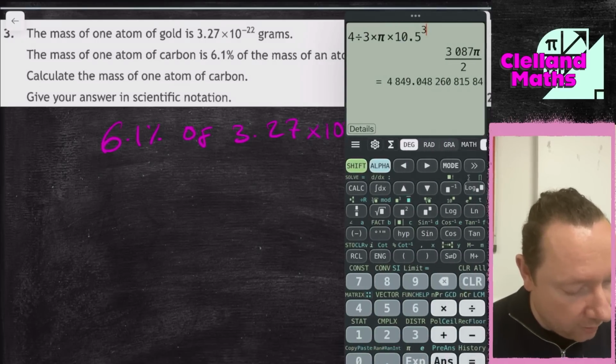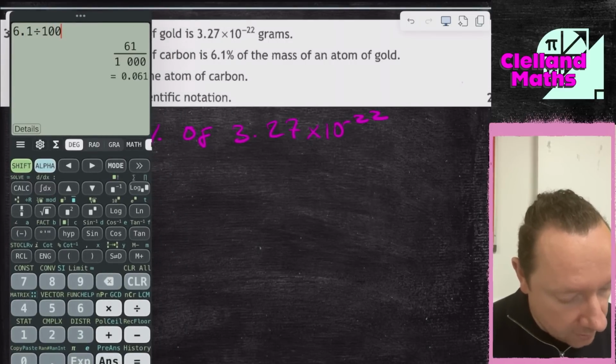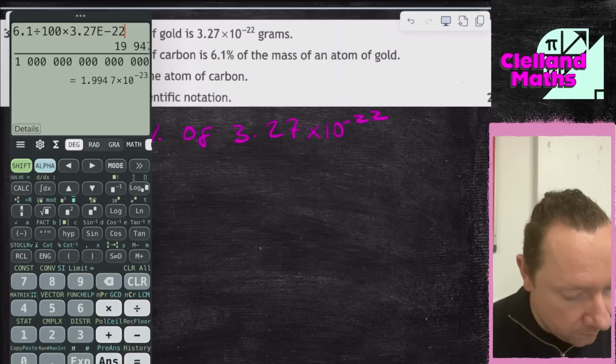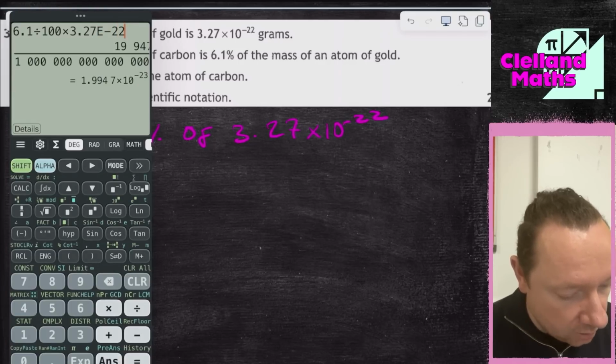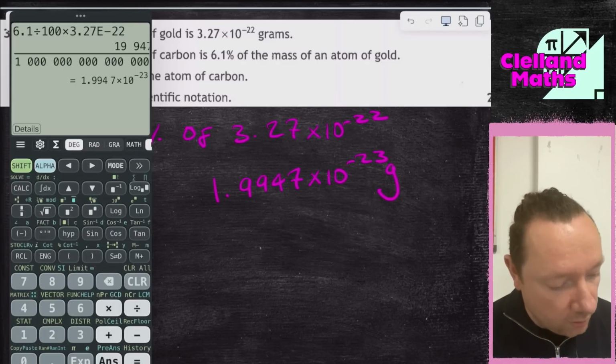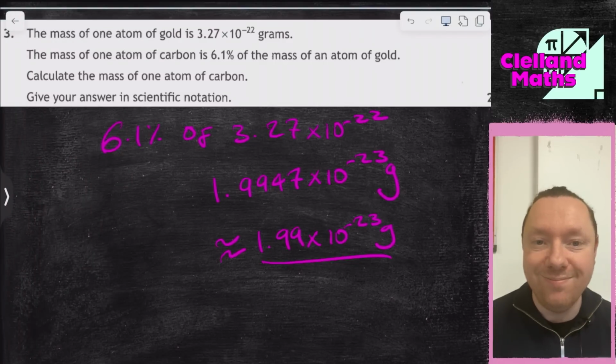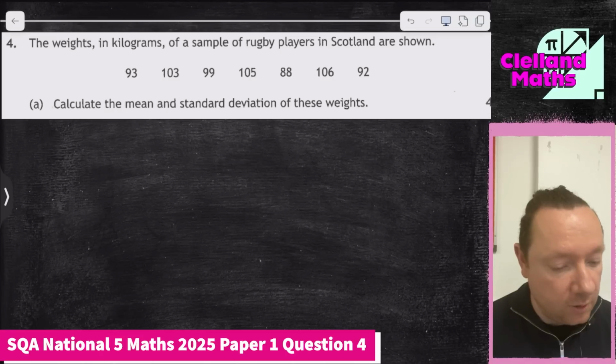So in a calculator to do that, I just do 6.1 divided by 100 times 3.27 times 10 to the power of minus 22. And it gives me an answer of 1.9947 times 10 to the minus 23 grams. Now I could maybe round that if I want to about 2 or 1.99, but not rounding it doesn't make a difference because you're not getting asked to round. So we're done there.